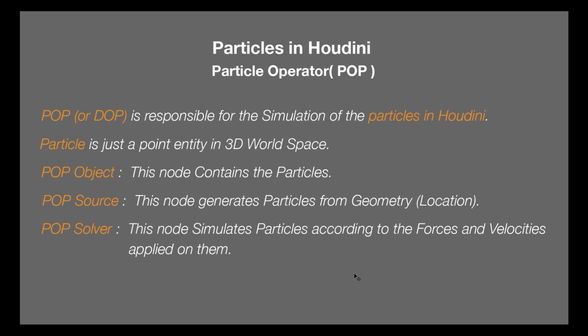Okay, three different nodes are going to deal with the particles. The first node is a pop object. It contains the particles in it, and the other one is pop source. By using this node, you can emit particles from some sort of position or some sort of geometry, and that is why we are going to use this node. And for solving the simulation, we are going to use pop solver. Okay, so let's see how these things go practically.